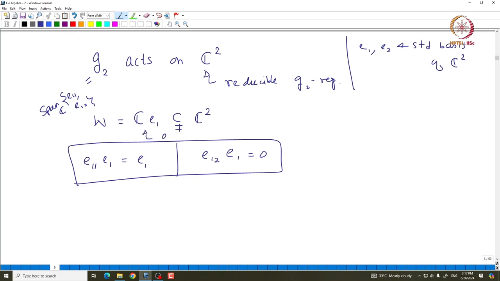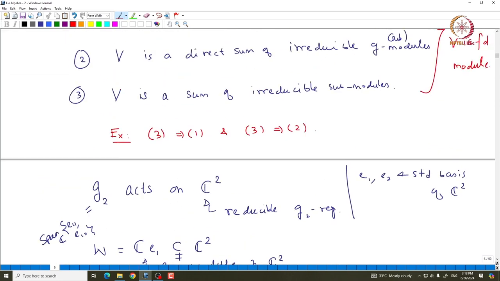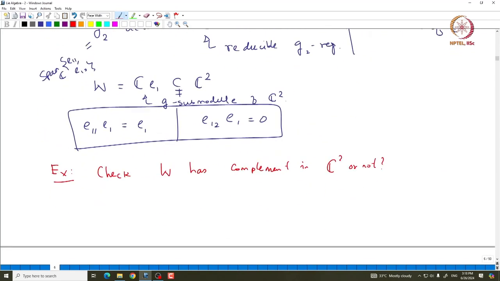So this is a G2 submodule of C2. Okay. So I will leave it to you to check whether this has a complement or not. So the exercise: check whether W has a complement in C2 or not. Basically, you can check whether C2 is completely reducible or not. If for example W does not have a complement, then that will imply immediately that C2 is not completely reducible, okay, because by the definition of complete reducibility, you need to have a complement for all of them.